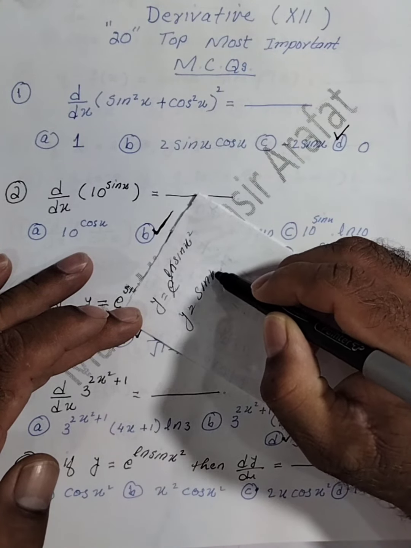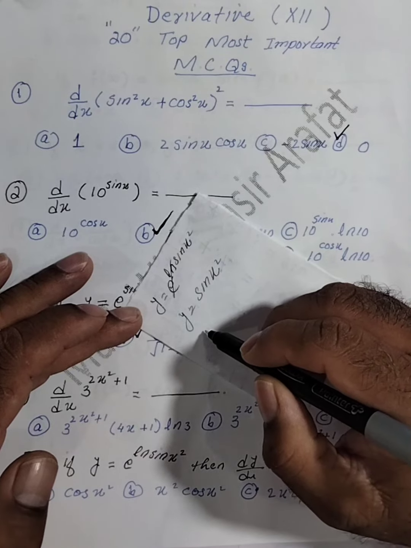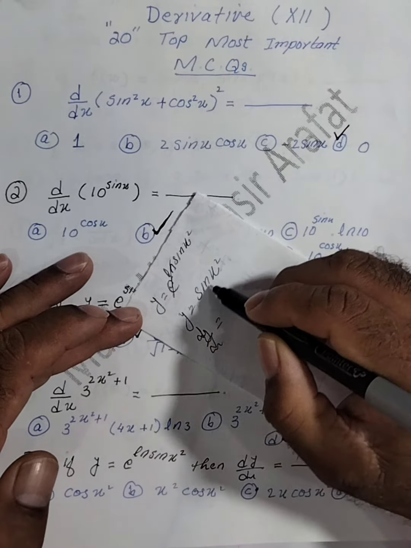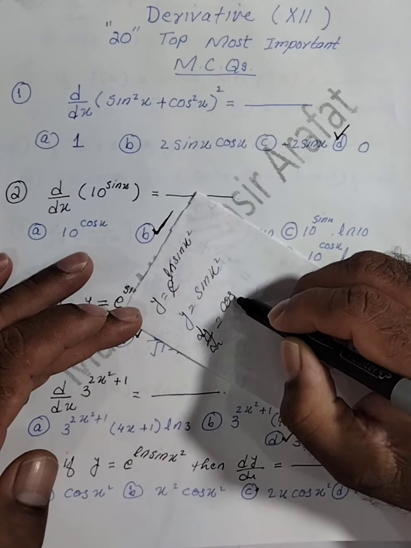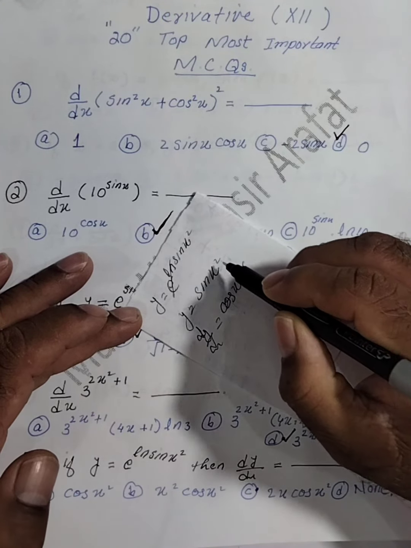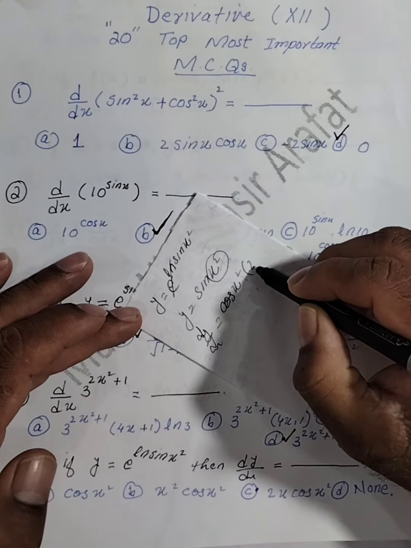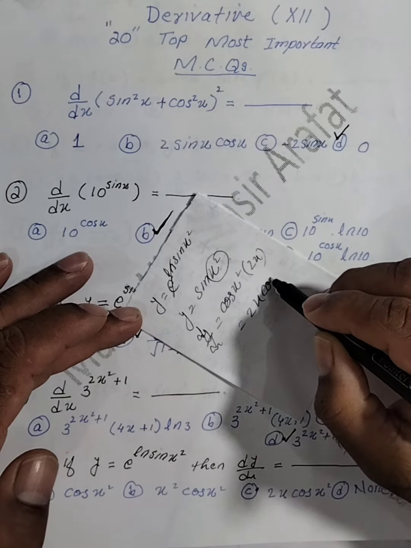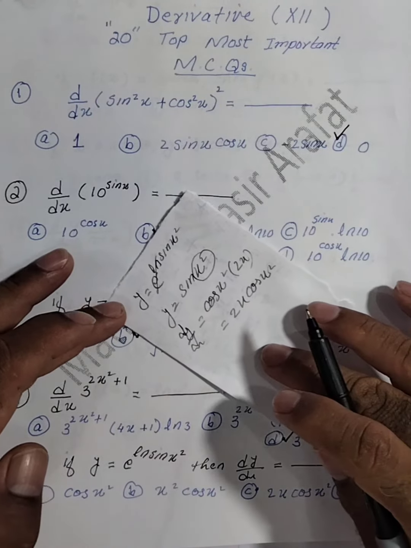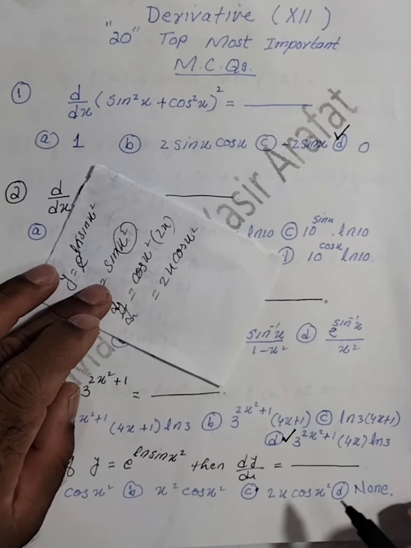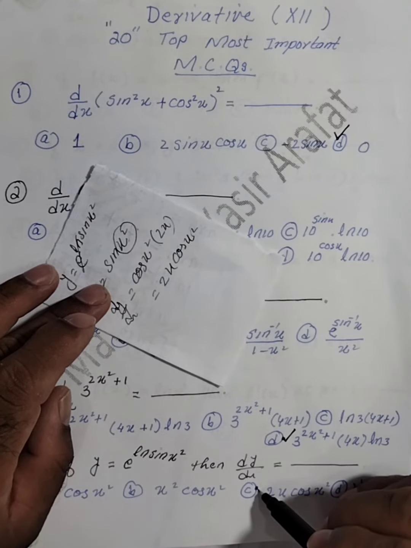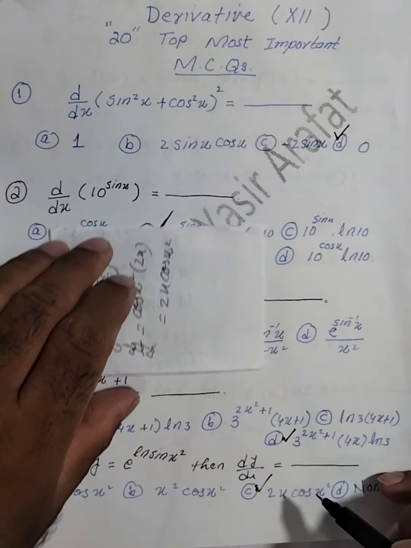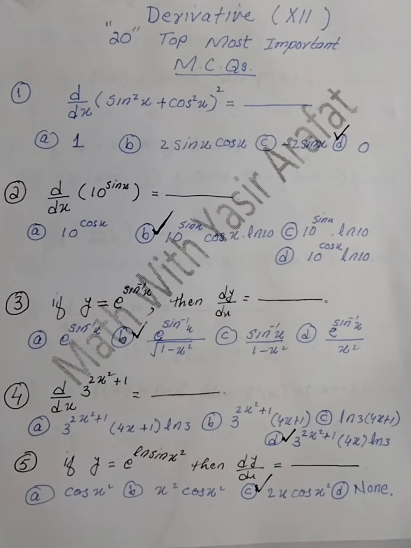This is sine x square, and now we have to differentiate this with respect to x. So the derivative of sine will be cos with the same angle, and the derivative of x square will be 2x. So here the correct answer is cos x square into 2x. So this is the correct answer. C part is the correct option of the fifth MCQs here.